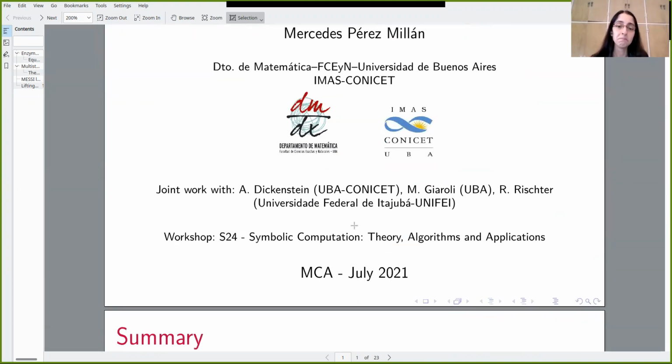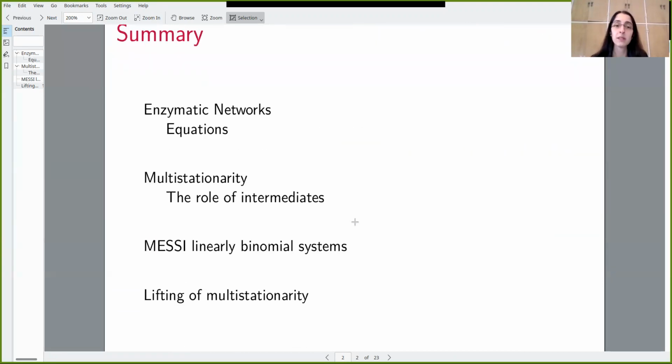So I will talk about enzymatic networks, just to tell you what they are. I will show you the equations that we work with. I will say what multistationarity is, and I will focus on the role of intermediates. I will tell you in a second what that is. I will talk about messy linearly binomial systems, and if I have time, I will mention a lifting of multistationarity results.